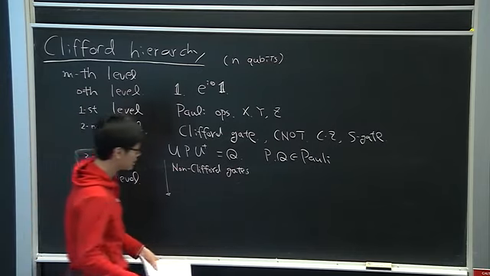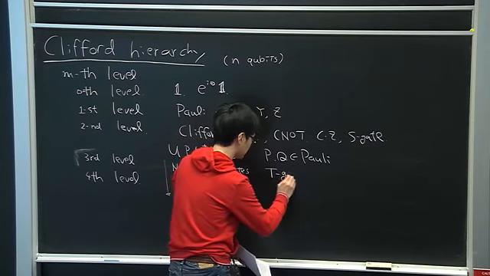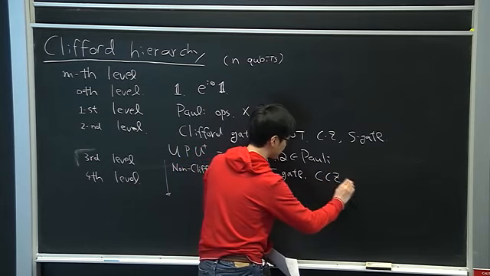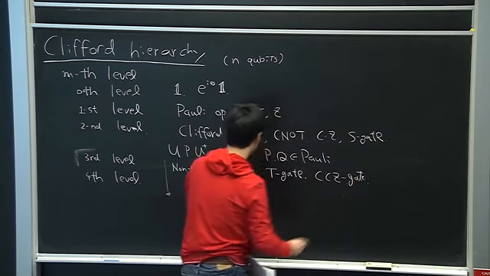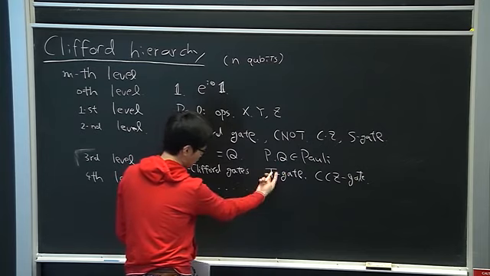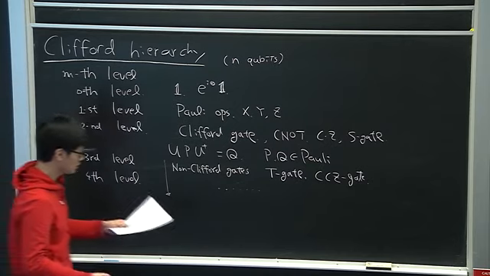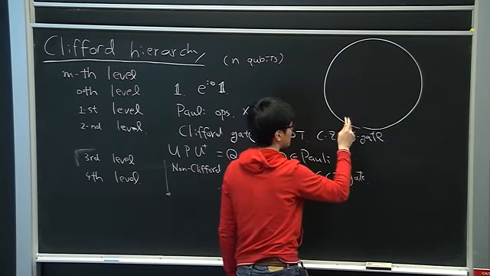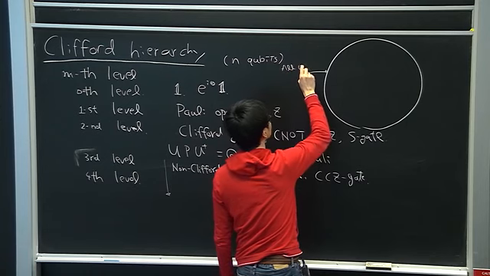And then the third level gate actually contains things like T gate and 3-qubit control Z gate, and so on. And then in the fourth level, you have some more complicated gates. So roughly speaking, the picture is that you have a set of all the unitary operators. This is all unitary.